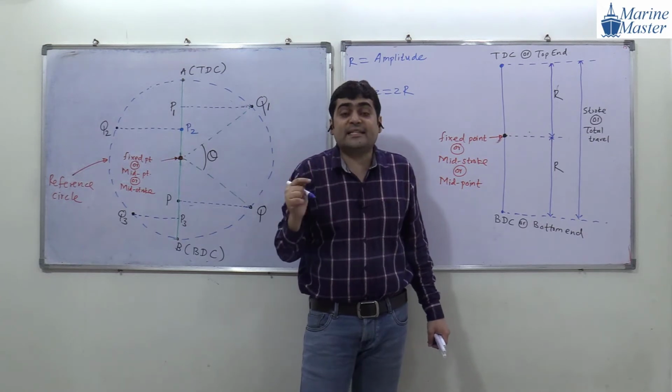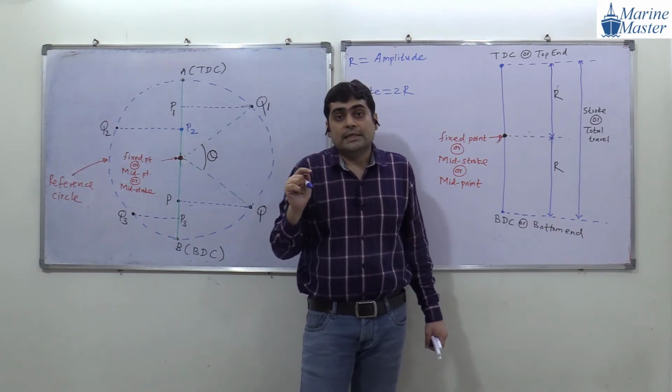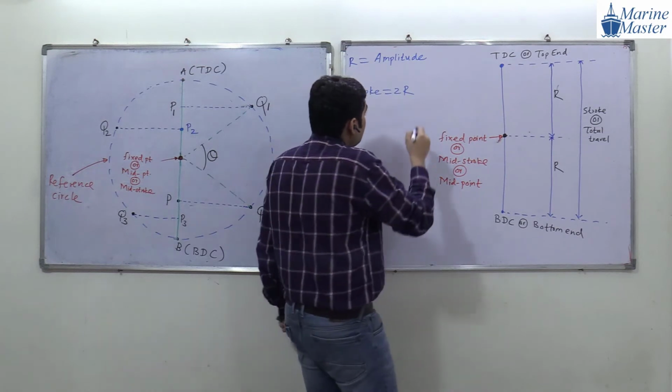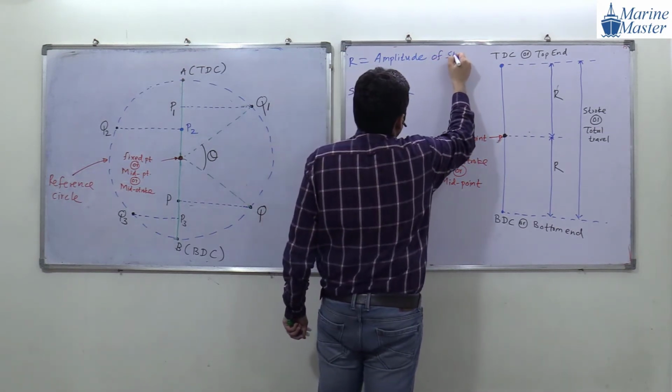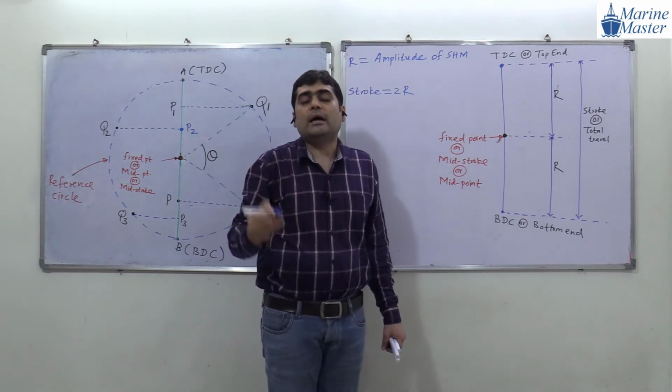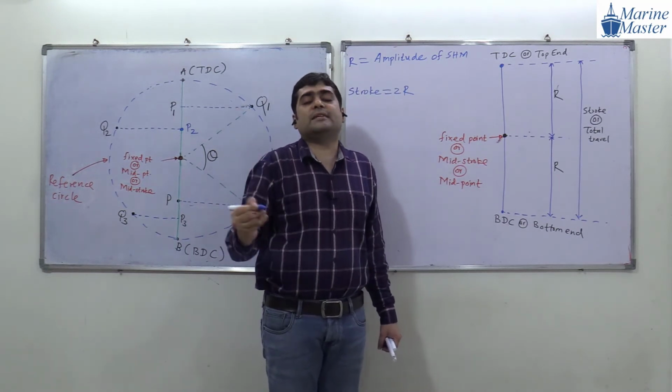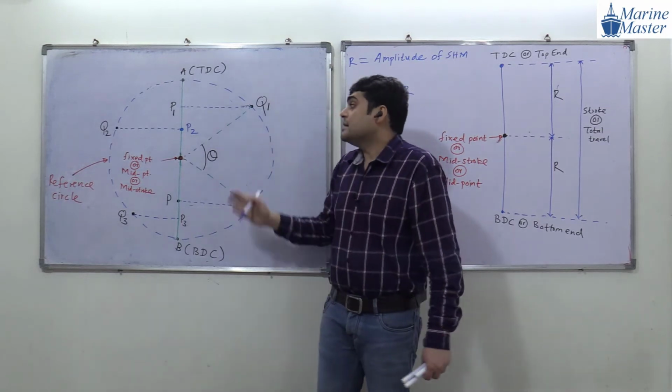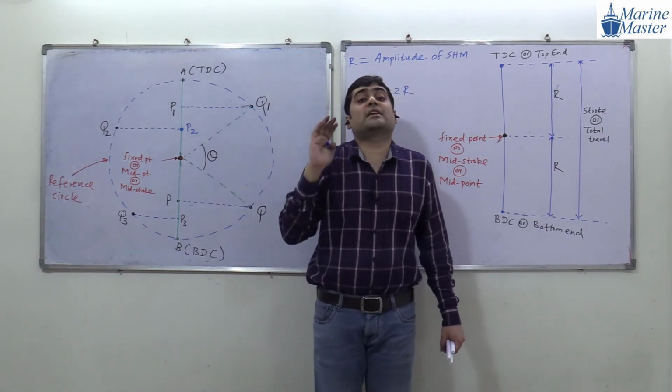But in SHM, what is the meaning of R? R means the amplitude of SHM, and it is the radius of the reference circle.